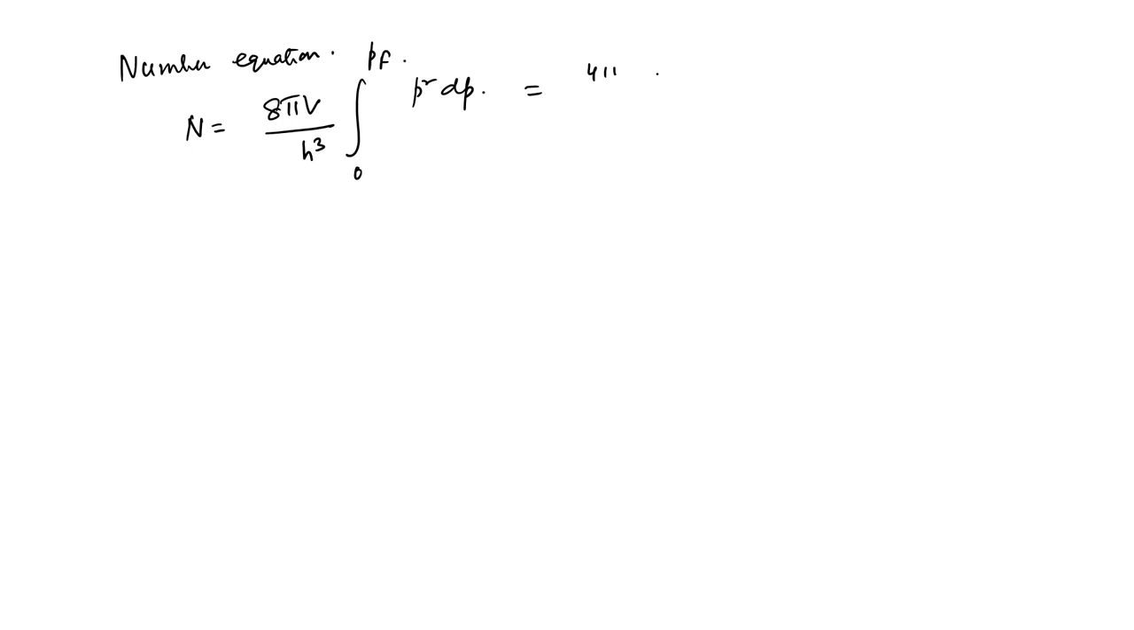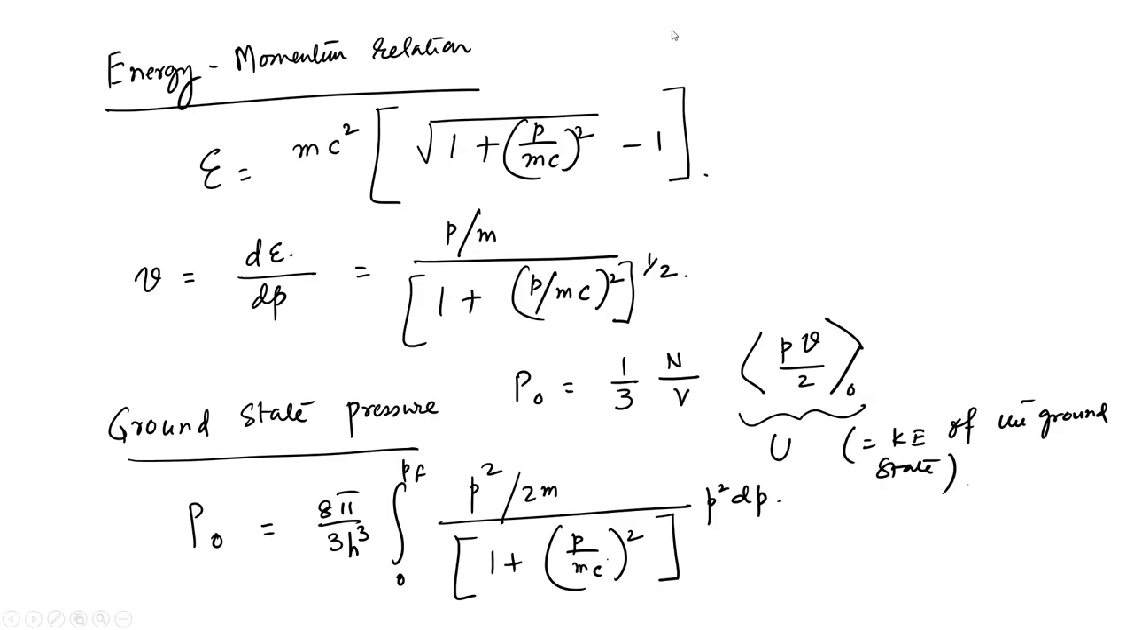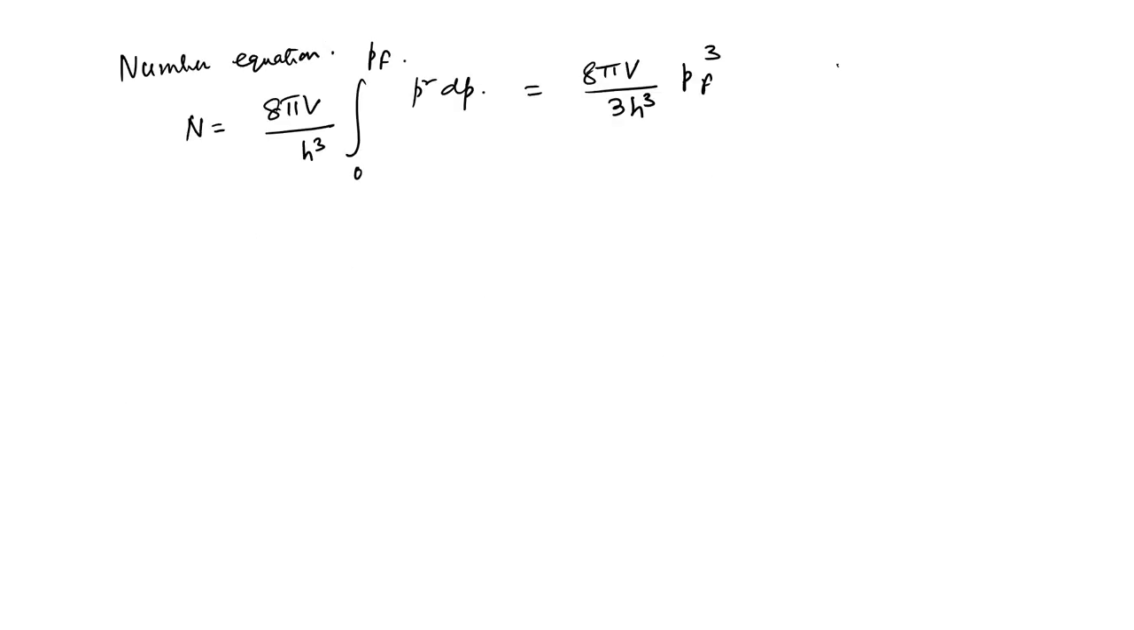Just before that, one can write down the number equation, which is important again. That is, N equal to 8πV/h³ times the integral from 0 to p_F of p² dp, and that is equal to 8πV/3h³ times p_F³. Okay. So, let me define this as equation 1 that we have to calculate, and this is equation 2.